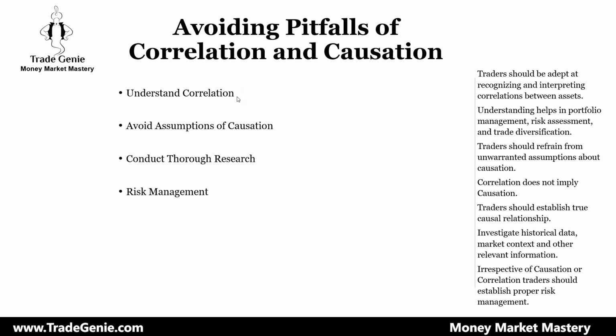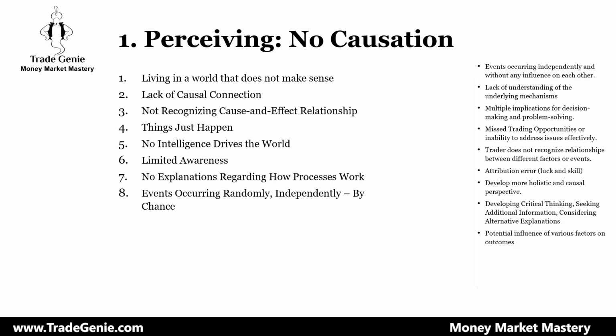So in the market, we need to understand the correlation. If interest rate is going up, then what happens? If interest rate is going down, then what happens? If inflation is rising, then what will happen, etc. So avoid assumption of causation, conduct thorough research, and implement robust risk management. And there are some notes here: investigate historical data, market context, and all the relevant information, and then make your decision.